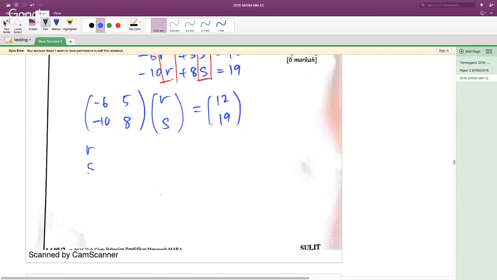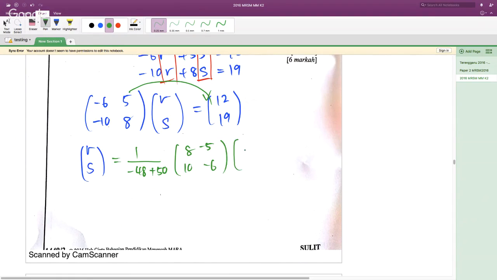So RS, so I move this matrix to the other side, it will become inverse matrix in front of this 12, 9. All right, so the inverse will be 1 over AD is -48 minus BC plus 50 because -50. And then here actually we'll swap place and these two will add the negative. Multiply with 12, 9. All right, this one is 1 over 2, which I will multiply later. And then now I will do the multiplication.